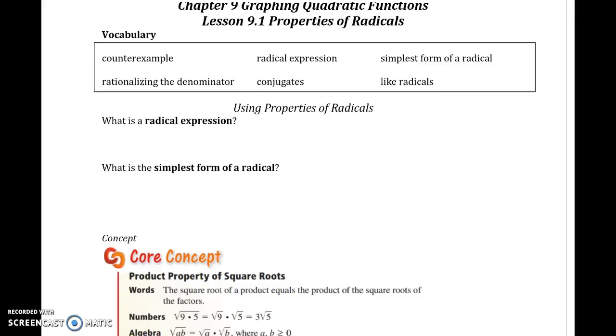So today we're going to be looking at properties of radicals, and we'll just be doing the first part of this because this will be a 2-day lesson. So let's just go ahead and remind ourselves, what is a radical expression? Well, it's an expression that contains a radical sign, or a radical.